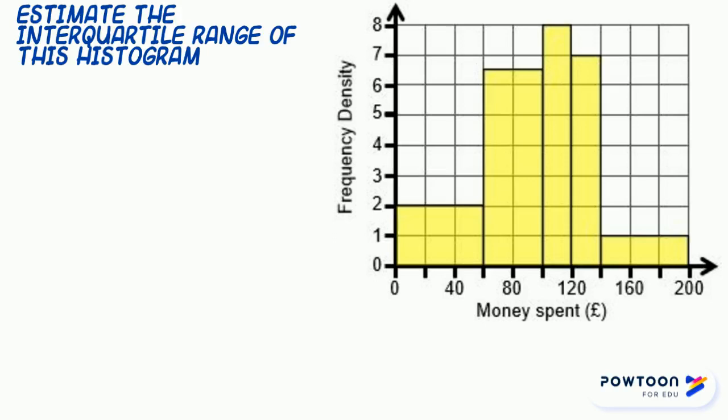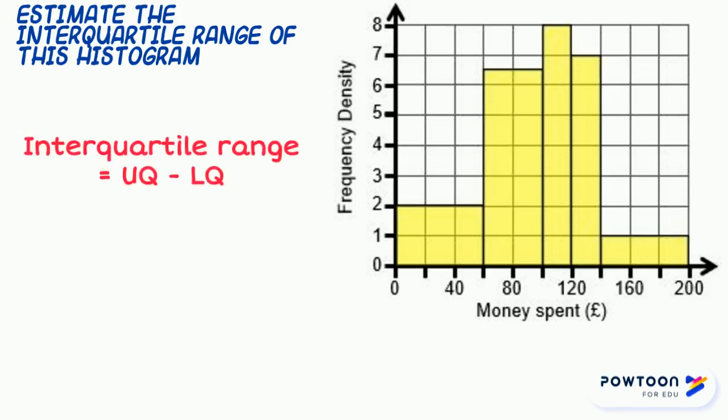And our last step to finally get to our answer of estimating the interquartile range is just to find the difference of those two values we just found. So 122.14, take away 70, and we get an answer of 52.14. You are finally done.